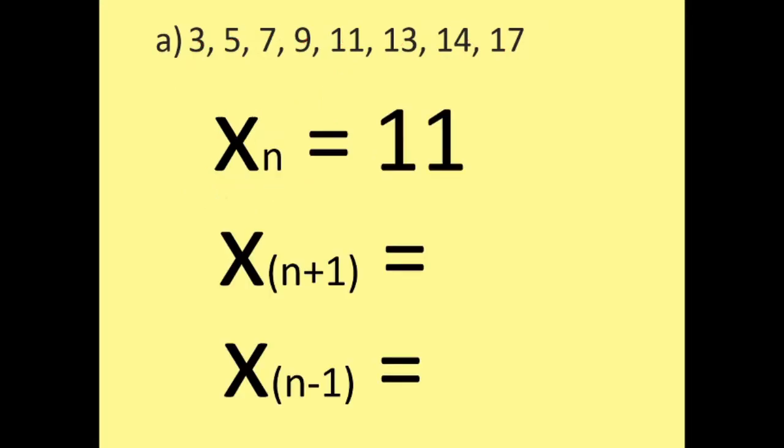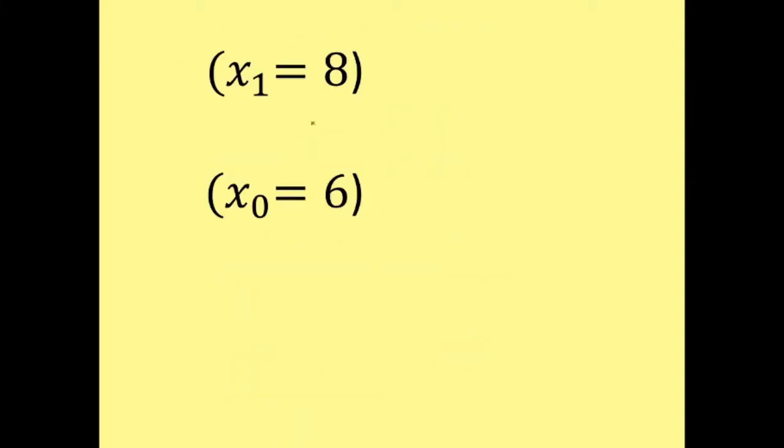And normally we would think the first one is x1. Okay, so let's say xn is 11. What is xn plus 1? Now you could solve this and work out n is 1, 2, 3, 4, 5. Or we could just know if xn is 11, xn plus 1 must be the next term along, which is 13. And conversely, xn minus 1 must be the term before it, which would be 9. It's just getting used to the terminology.